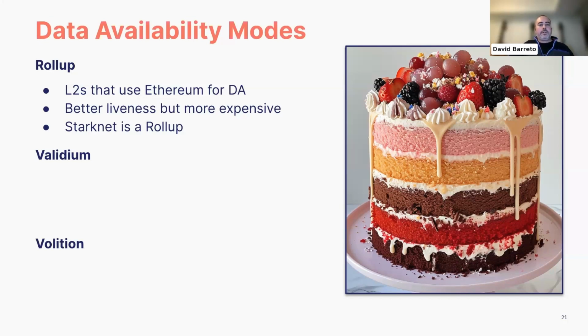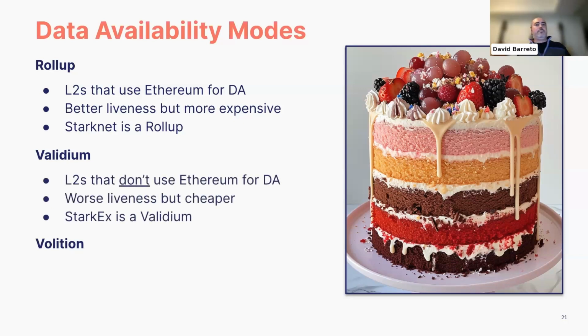Maybe it's going to be a little bit cheaper later with EIP 4844, but there are other trade-offs involved as well. Now, Starknet, because as I mentioned, we send data to the memory pages smart contract, is a rollup. In the case of Validium, these are layer twos that don't use Ethereum for data availability. So you get worse liveness guarantees, but it's cheaper. Transactions on Validiums are usually way cheaper than on rollups. And we know that because StarkX is a Validium, and transactions there are super cheap.